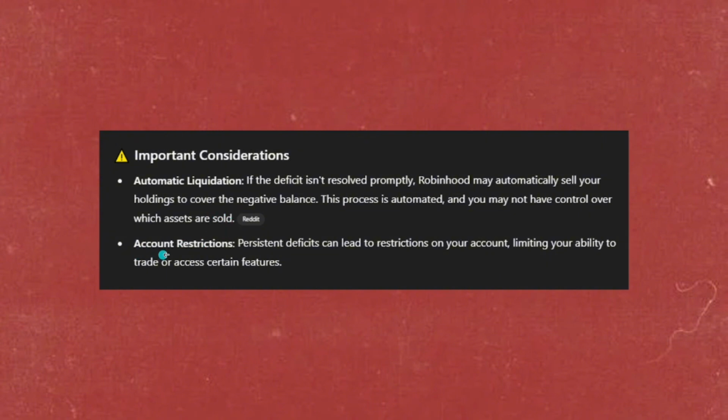And the last one is account restrictions. So persistent deficits can lead to restrictions on your account. So limiting your ability to trade or access certain features. So it can happen automatically.